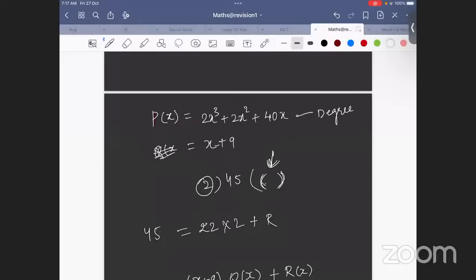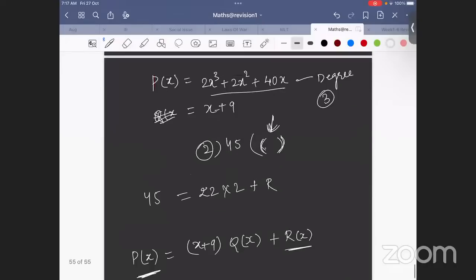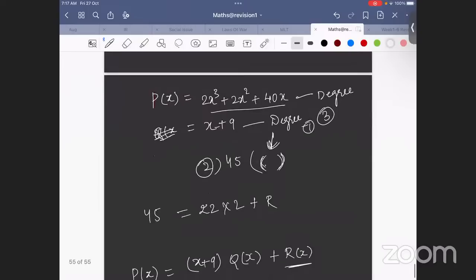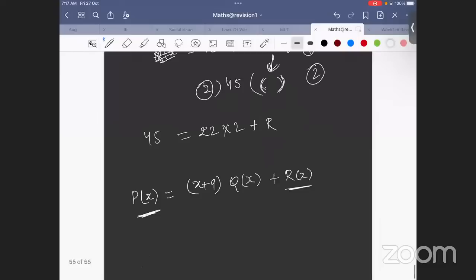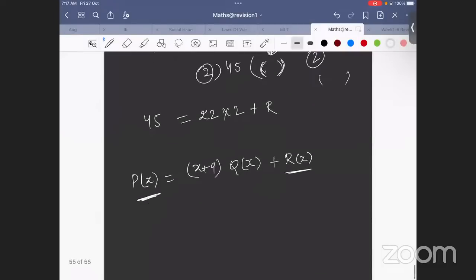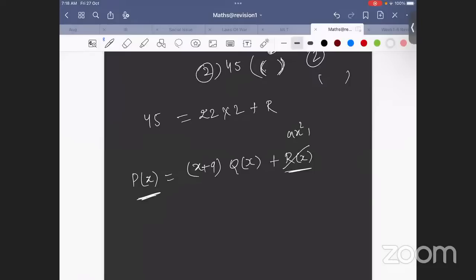Sir, degree 3. The degree is 3, correct? And for this equation the degree is 1. So if you are dividing, what will you get? The degree as 2 maximum, I'm saying you can get 1 also. So if you are getting maximum 2, then you can add the remainder as something like this, ax square plus bx plus c, correct?